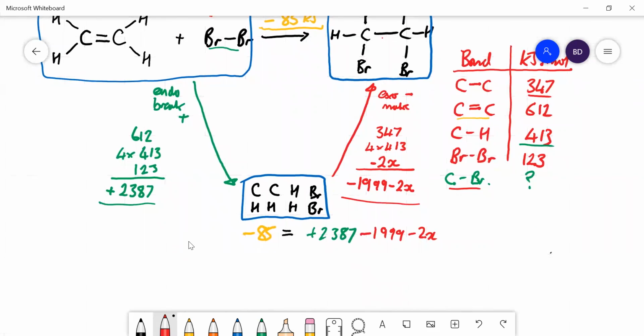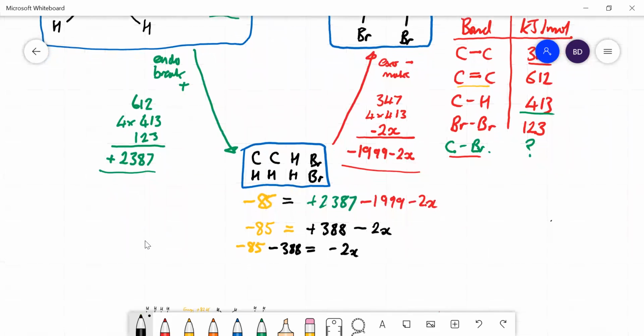So let's just simplify that a little bit. We're going to get minus 85. Right, so 2387 minus 1999, that's plus 388, minus 2x. So let's take that to the other side of the equation. So you get minus 85 minus 388 is equal to minus 2x.